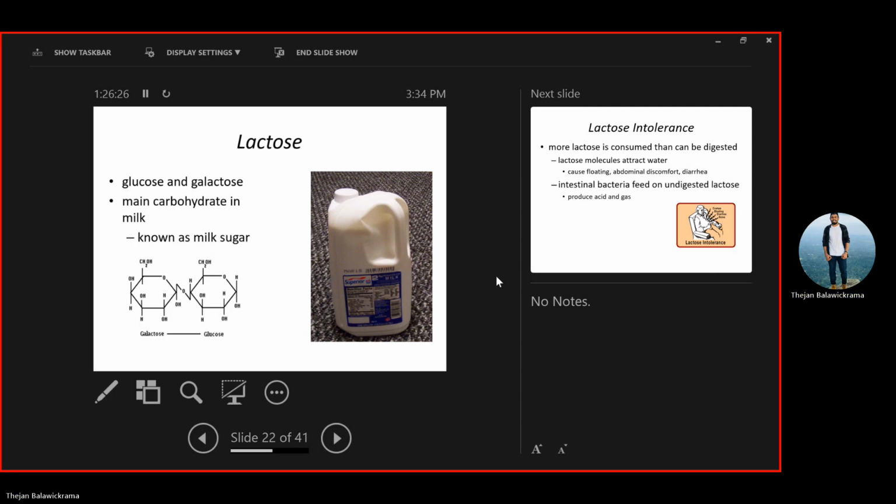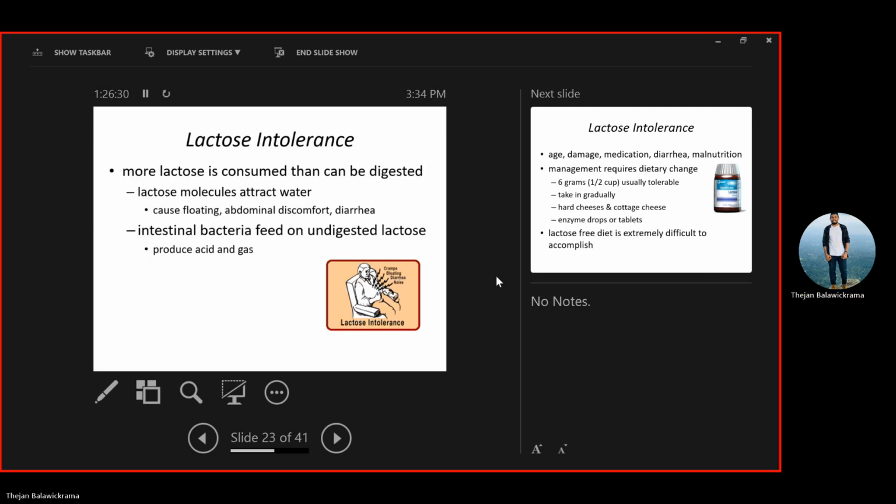Right. Do you know about this health issue? Lactose intolerance. Then what? What is it? What happens?